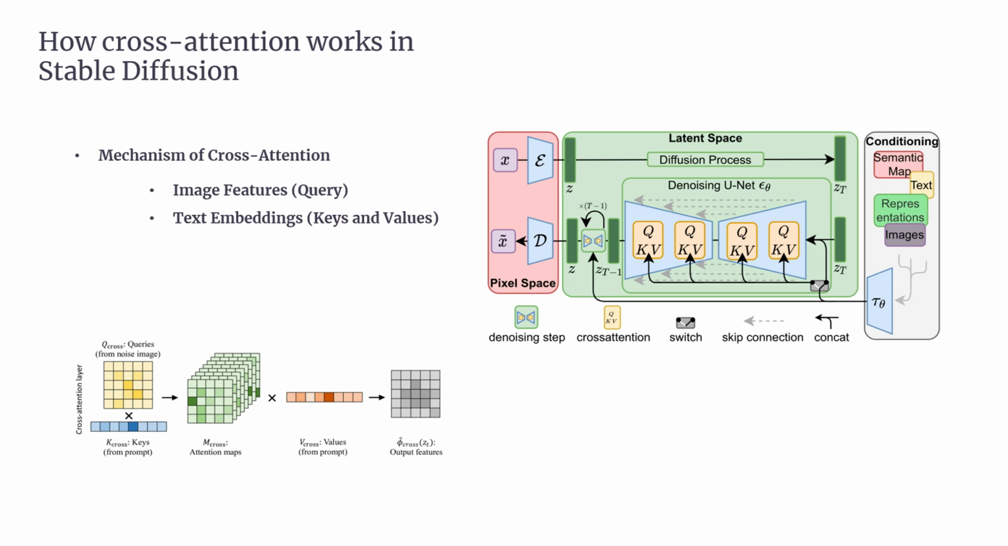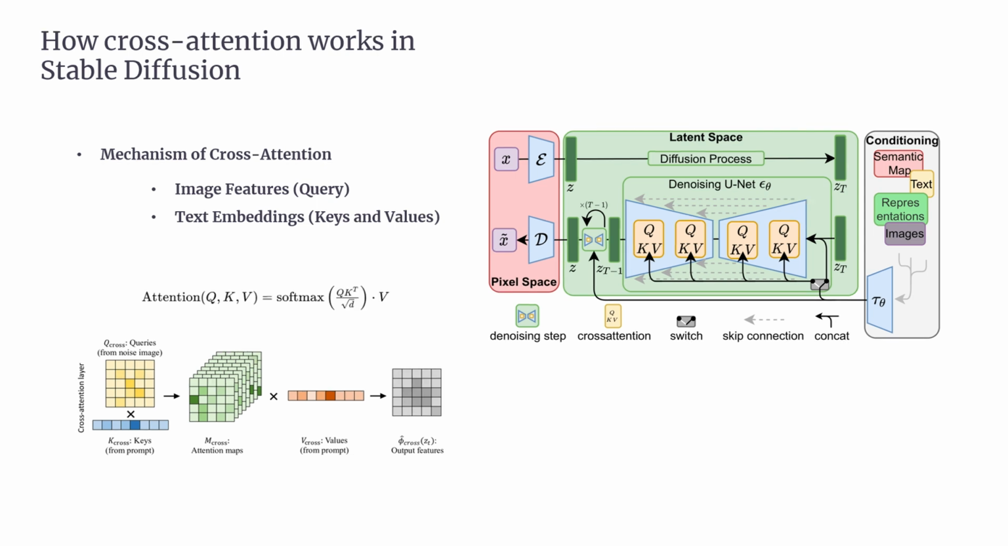The formula for how the cross-attention works is, in this equation, Q is the query, from the image. K is the key, from the text. V is the value, also from the text. D is the dimension of the key vectors. This formula describes how the model calculates how much attention each part of the image should give to the text, based on the spatial and semantic features.